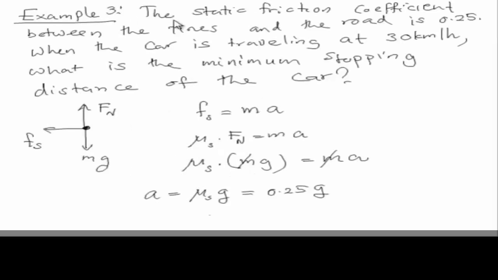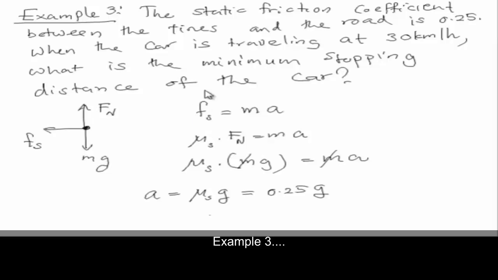Example number 3, the static friction coefficient between the tires and the road is 0.25. When the car is traveling at 30 kilometers per hour, what is the minimum stopping distance of the car? To answer the question, we need to find the friction force, and then we need to find the acceleration of the car. So by looking at the forces, we have the normal force, weight, and the friction force. This is what makes the car stop. So this force is the force that stops the car.